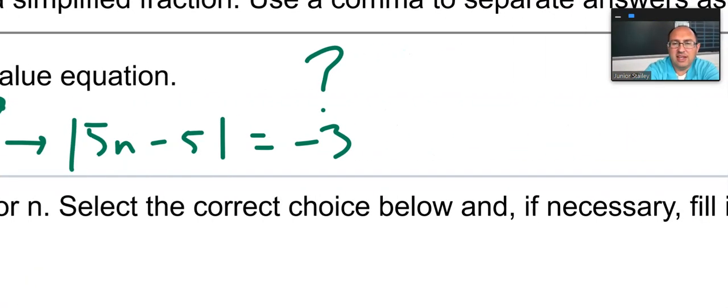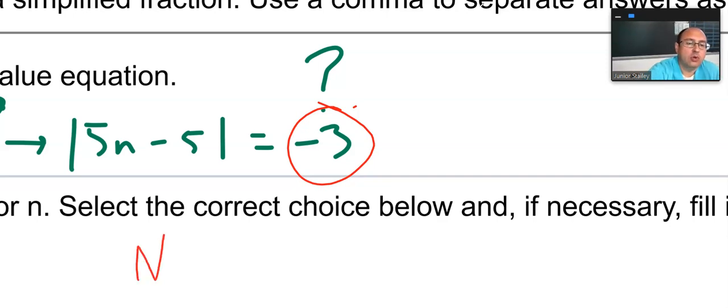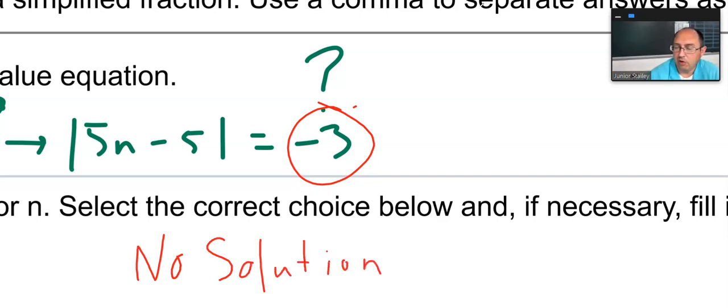Well, it says that the absolute value of something, which you and I both know is the distance away from zero, is -3. I thought distances were all positive. They are. So this is a trick question. There is no answer. No solution. Don't waste your time on something like this, okay? When you see that the absolute value equals a negative number, you're not supposed to.